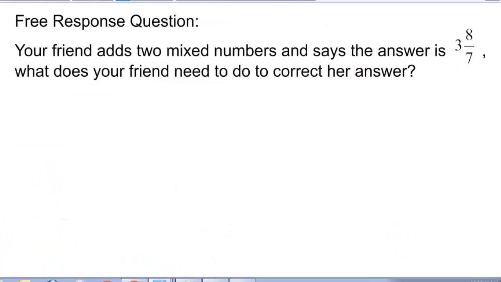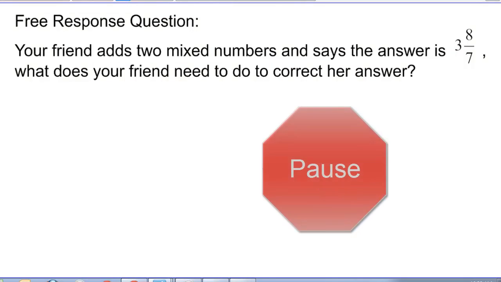So here's your free response question. Your friend adds 2 mixed numbers and says the answer is 3 and 8/7. What does your friend need to do to correct her answer?